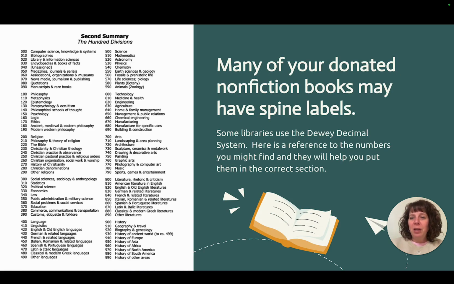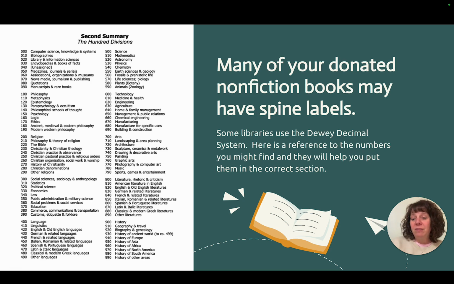So many of your donated nonfiction books may have spine labels already on them. And some libraries use what's called the Dewey Decimal System. And this is a general reference to the numbers you might find, and they will help you put them in the correct section. So for example, if I run into a book that says 430, then I can look at this over here, and 430 says German and related languages. So that means it's a book about learning German.